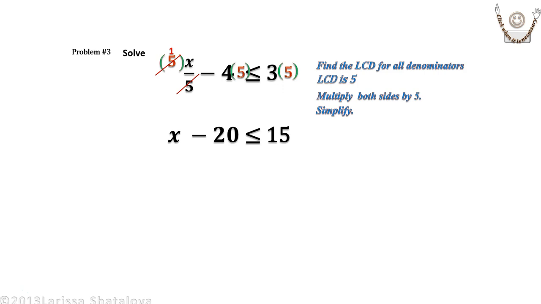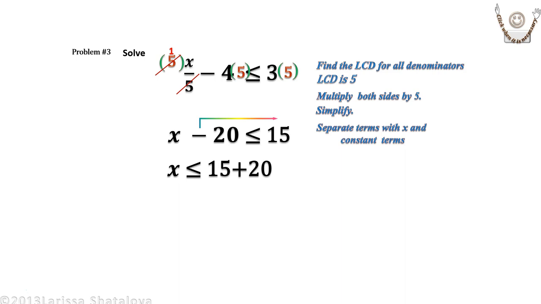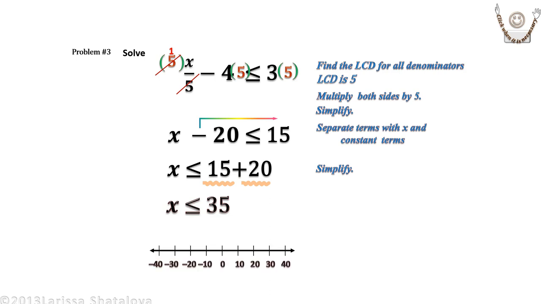Separate terms with x and constant terms. Negative 20, we are moving from the left to the right. And now we need to combine like terms, 15 and 20, so x is less or equal to 35. Now we know different types of notation for the answer, but this time I decided to use a graph. From 35 we are moving to negative infinity. So all numbers from negative infinity to 35, all of them, are solutions of this inequality.